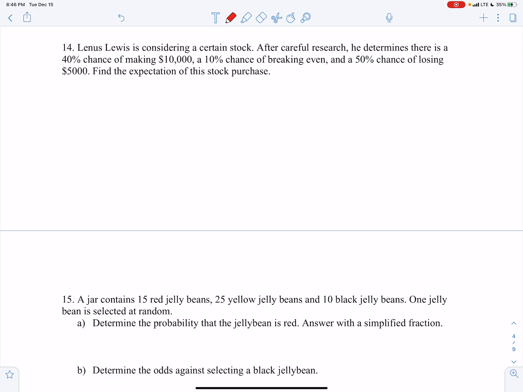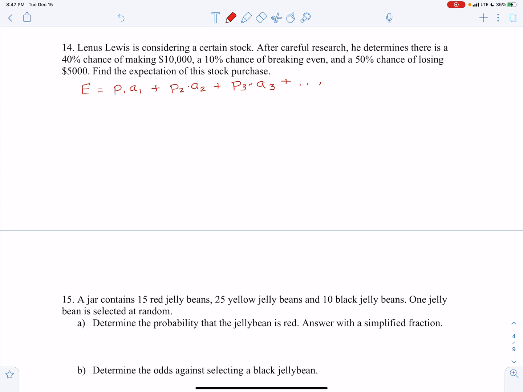So to find the expectation, you take the probability that an event will occur and multiply it by the amount to be gained or lost if that event actually does occur. If there's more than one event, you'll take the probability of that second event times the amount to be gained or lost if that second event occurs, plus the probability of a third event occurring times the amount to be gained or lost if that event does occur, and so on. Well, in this problem, there are 3 events.